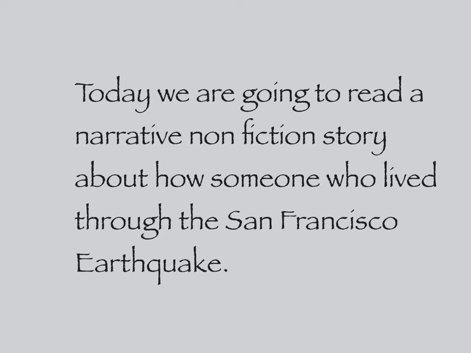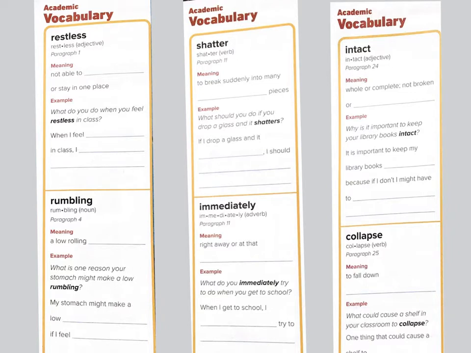Today we are going to read a narrative nonfiction story about someone who lived through the San Francisco earthquake. A narrative nonfiction is a true event that is told through a story using characters, setting, and a plot. Let's begin by going over the vocabulary words, as it is best to read the entire story from beginning to end without stopping at each page.